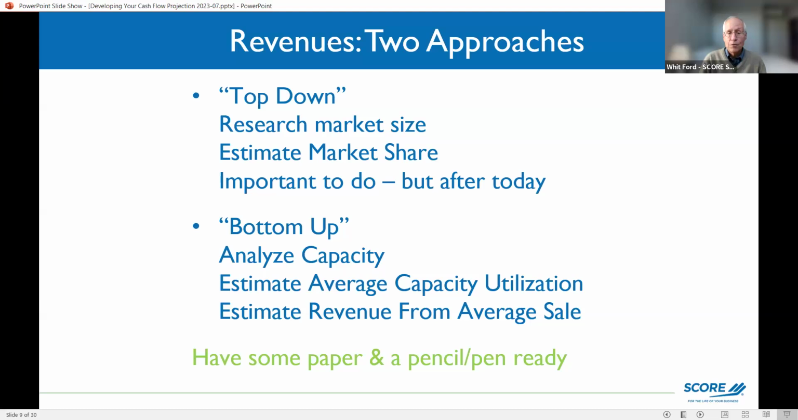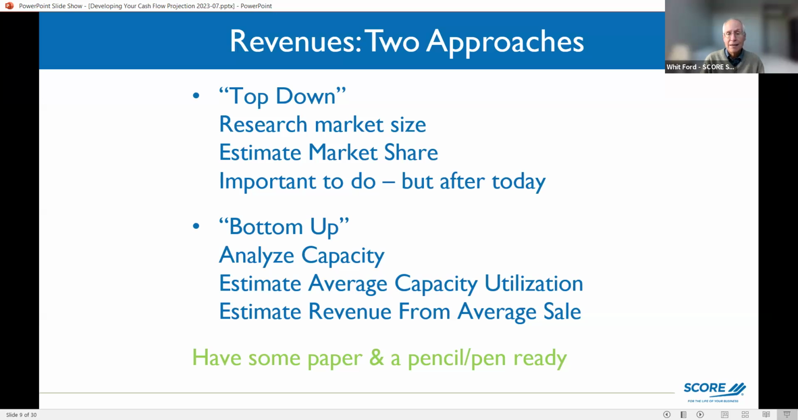Then estimate your revenue from an average sale. Now, your capacity might be in hours, staff hours available. Your capacity might be in machine hours available. There are any number of ways you could measure it. It might be in cash register transactions per hour. It might be in number of table turns if you're a restaurant. If you're in real estate, it might be the number of clients per month you tend to get versus the number of clients you have the capacity to serve.